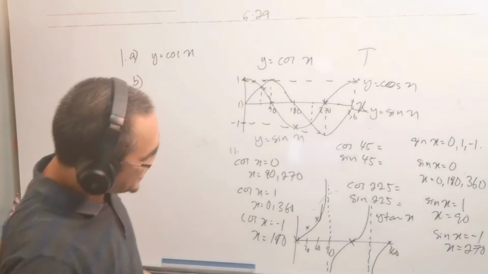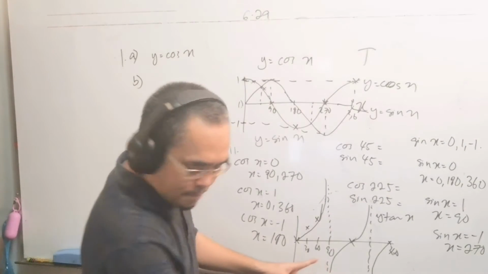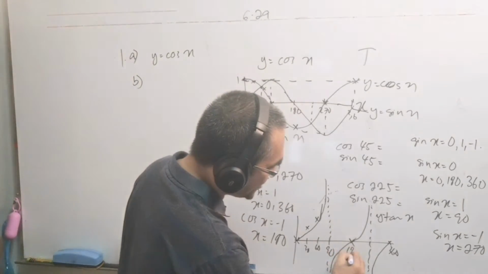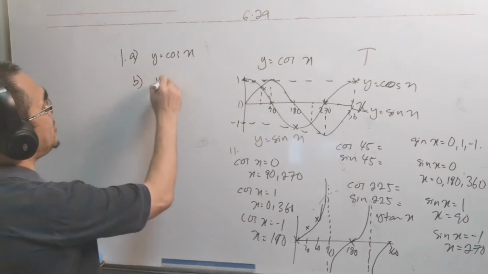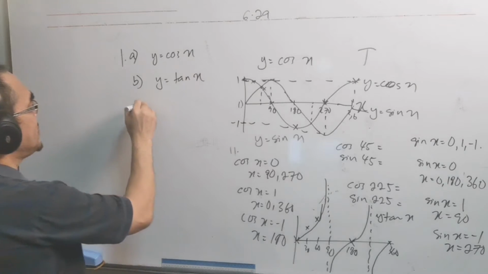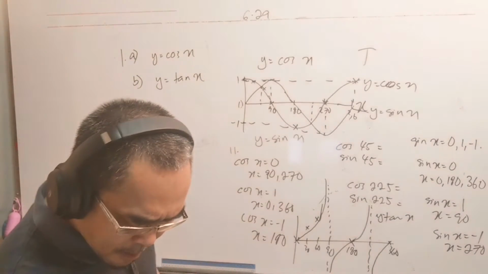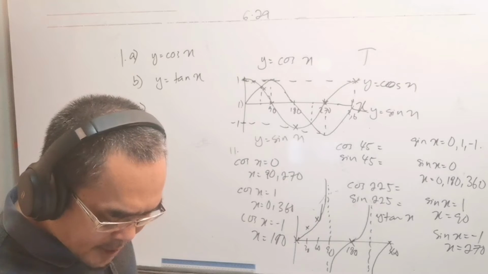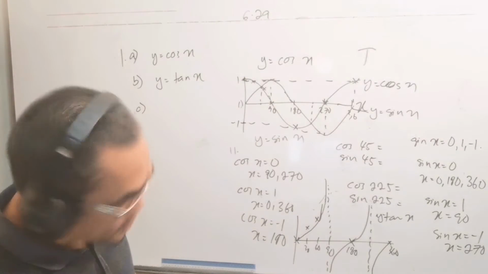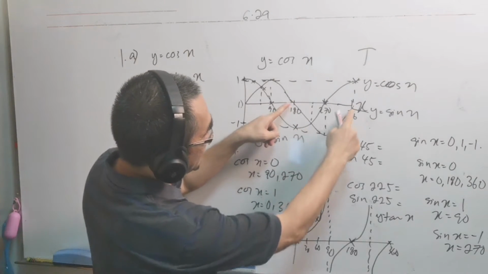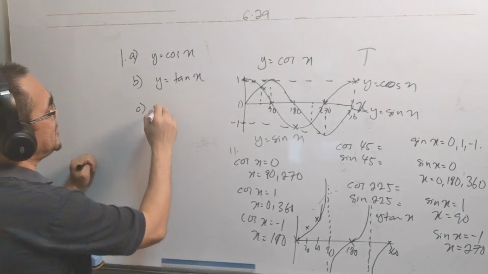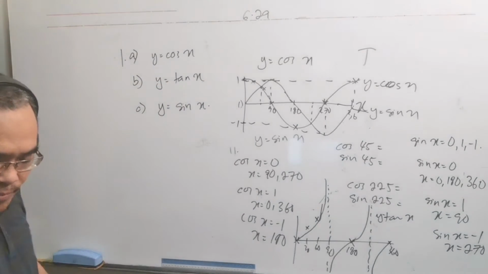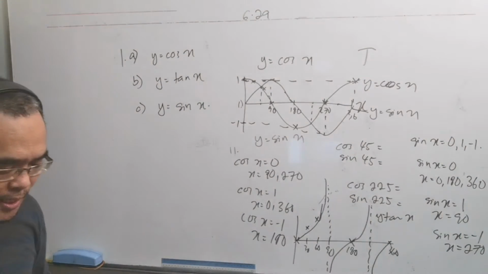So for B, this graph is actually more than 90 but less than 270. Okay, so this part is 180. So that is y equals tangent x, and C is between 0 and 360, between 180 and 360. This one. Okay, this part only. So that one is y equals sine x. In case you need further explanation, let me know.